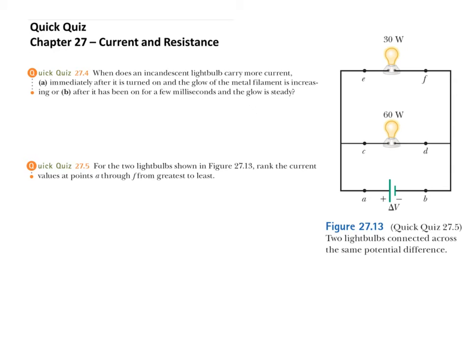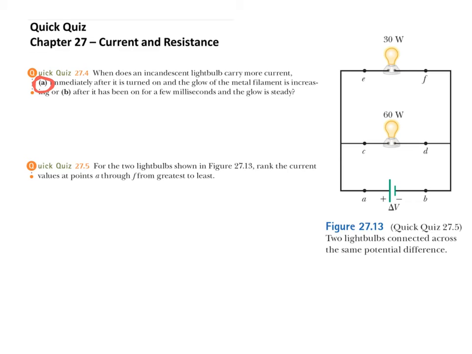All right, question 4. When does an incandescent light bulb carry more current? Immediately after it is turned on and the glow of the metal filament is increasing, or after it's been on for a few milliseconds and the glow is steady? Now remember, we talked about this, how when you first turn on a light bulb, it's cold, the resistance is low, the current is high. So the answer is A.